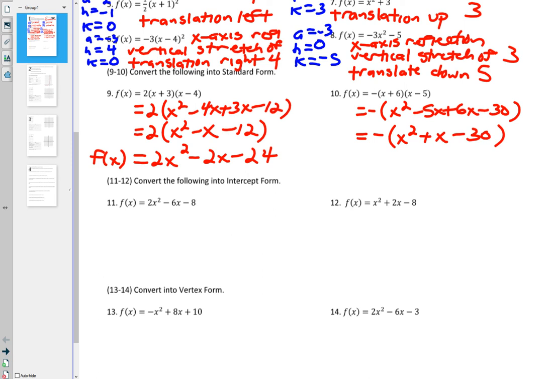And then the last thing would be, what happens when you distribute a -1? What's the easiest way to describe what happens to the contents of the parentheses when you distribute a negative? Just all the signs change, yep. So now we'll get negative x squared minus x plus 30. Don't forget, you have to still name the function which was f of x.